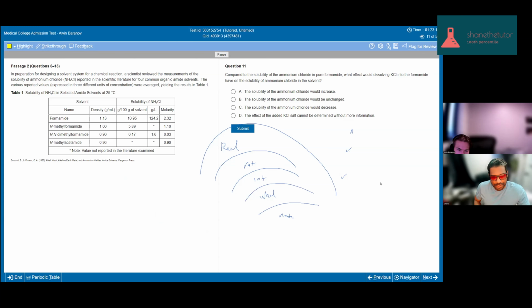So whole numbers could be like 1, 2, 3, 4. But what about, let's say, 3.5? 3.5 is not going to be in the circle for a whole number, not going to be in a circle for a natural number. But 3.5 could be in the circle for an integer. And it can also be a rational number, and it can also be a real number, right?